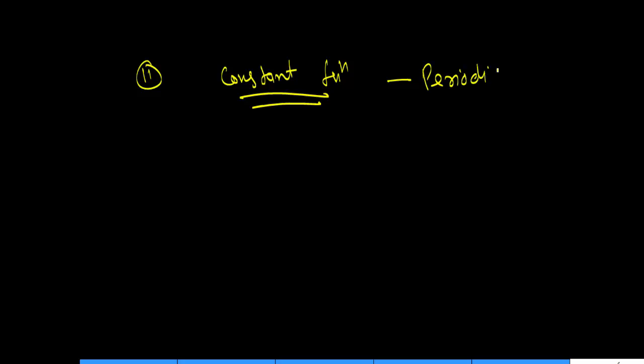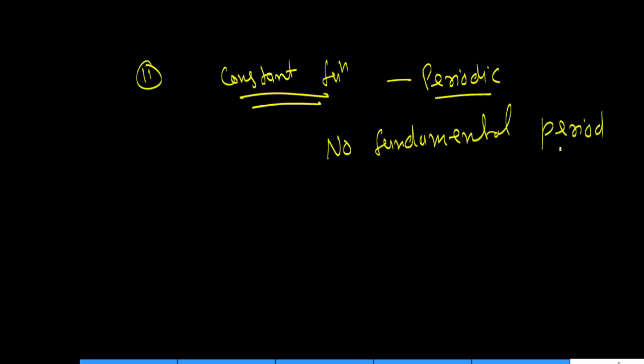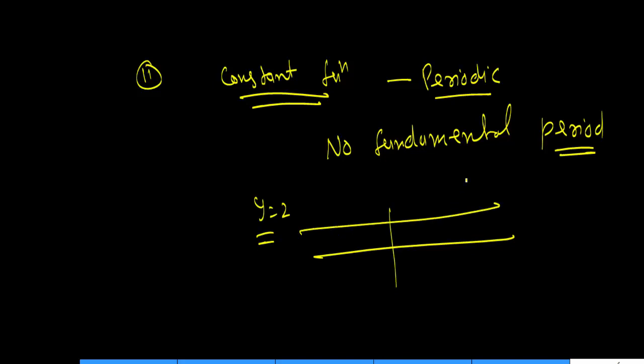Now if we take the next concept, the second point: every constant function is always periodic, with no fundamental period. With no fundamental period means constant functions don't have any fundamental period, but they are periodic. How is it? Example, y is equal to 2. Y is equal to 2 is a horizontal line. So how is this periodic?